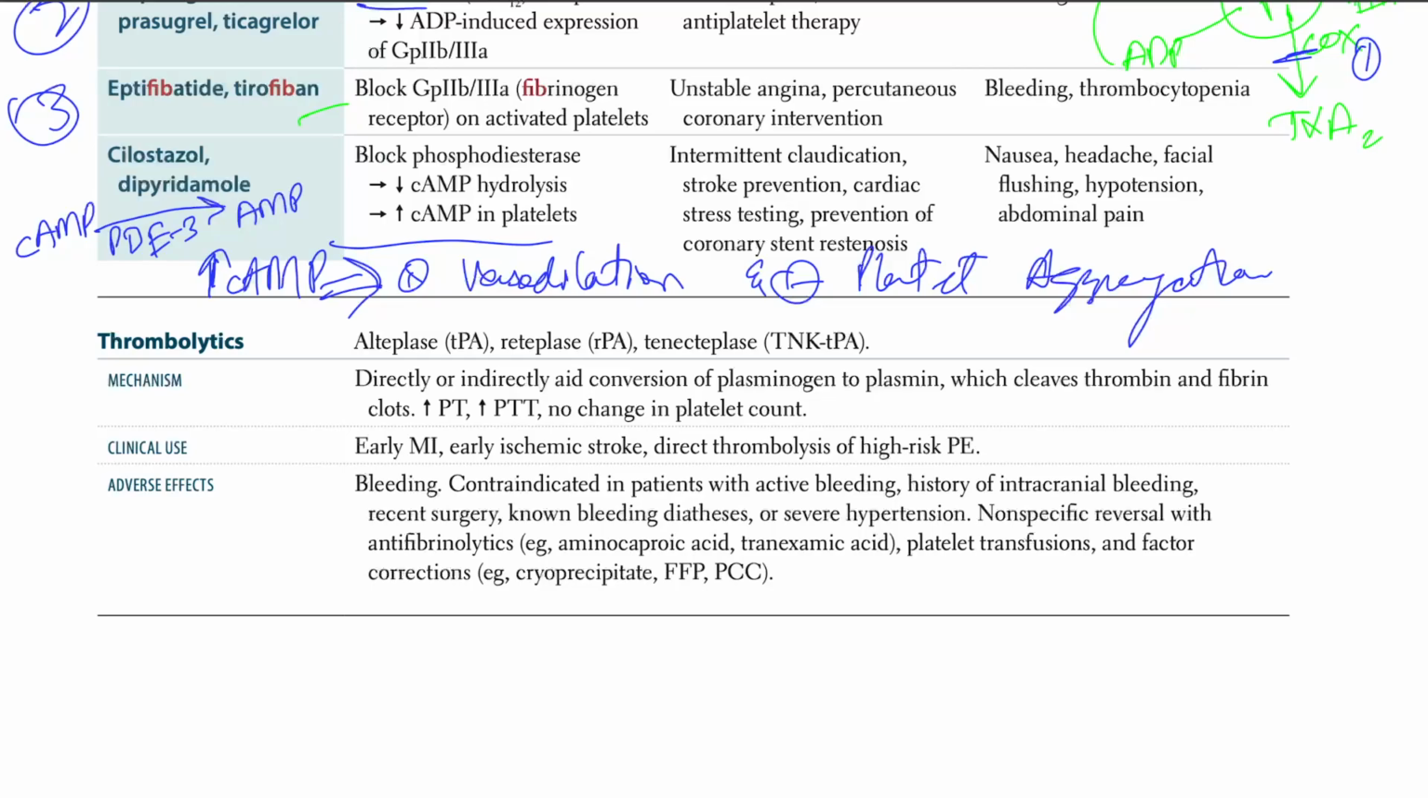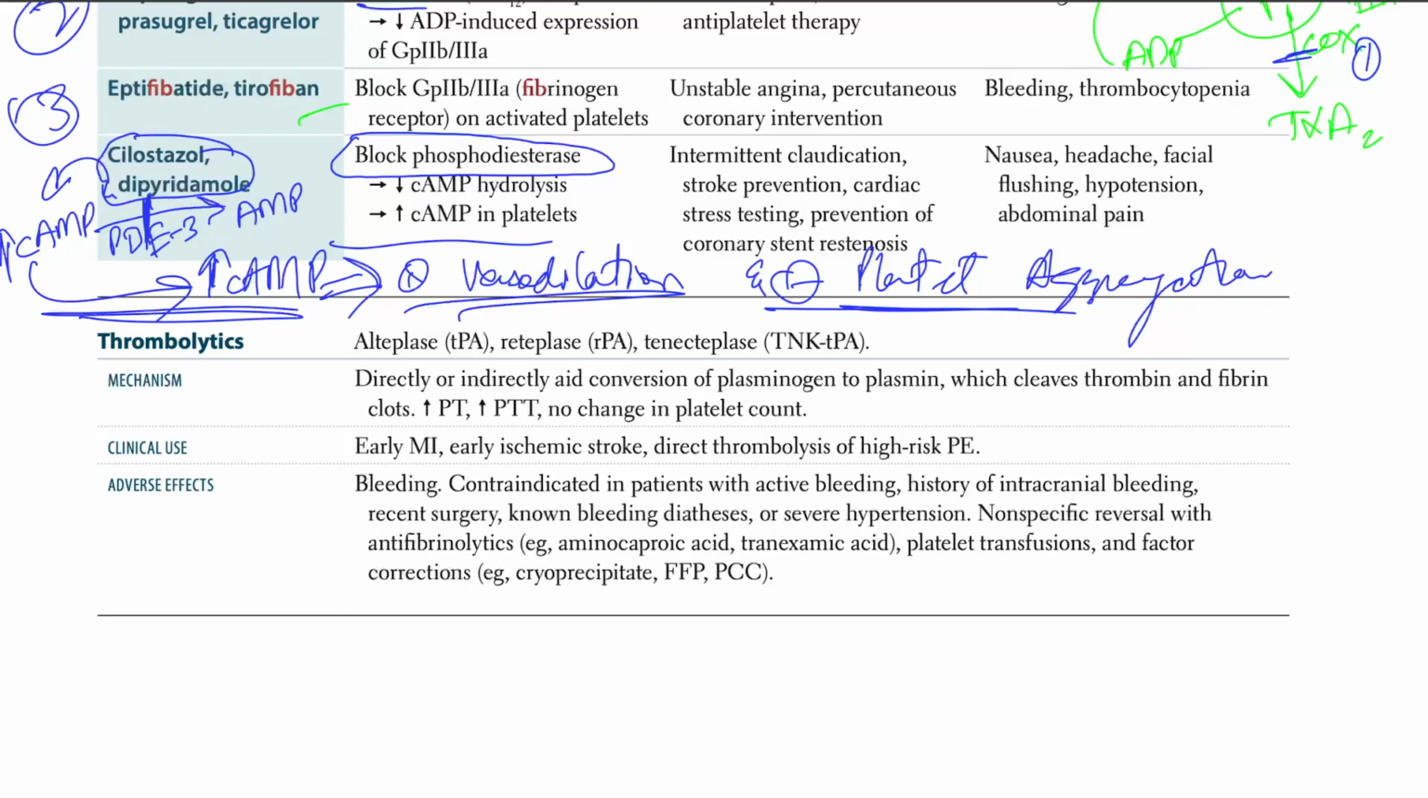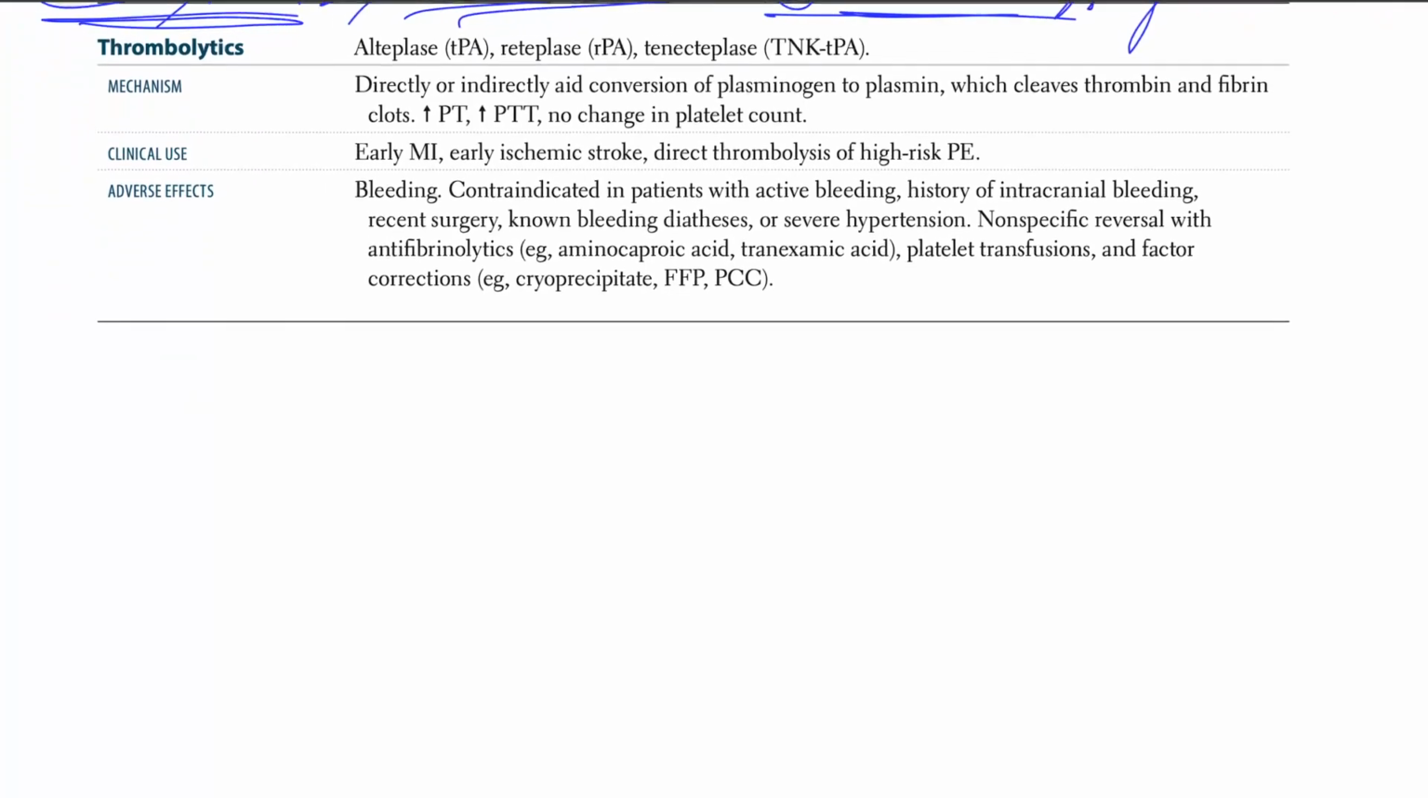So these things block this phosphodiesterase. Cilostazol and these things inhibit here, which leads to an increase in cyclic AMP, and that increased cyclic AMP leads to vasodilation and inhibits platelet aggregation. And that's the mechanism of action of phosphodiesterase inhibitors. Moving on to the next thing, what do we have here?